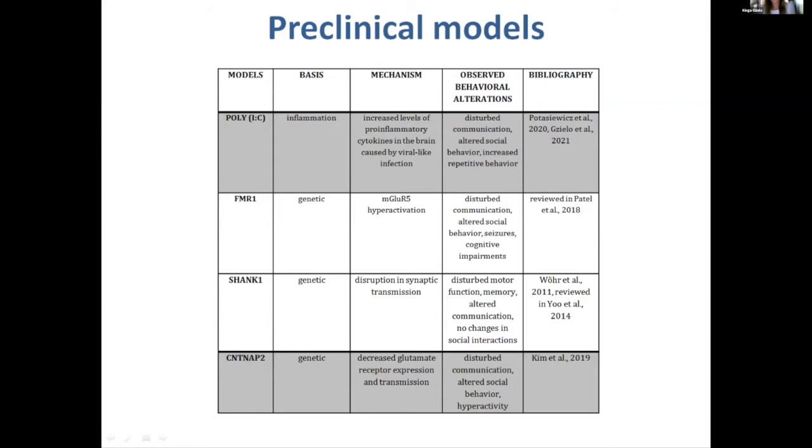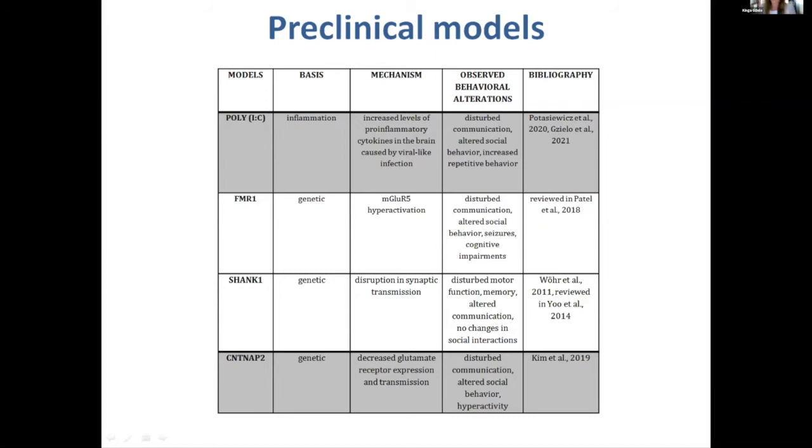About 15% of ASD cases have a genetic component, and the most widely used animal model of ASD here is fragile mental retardation knockout mice.